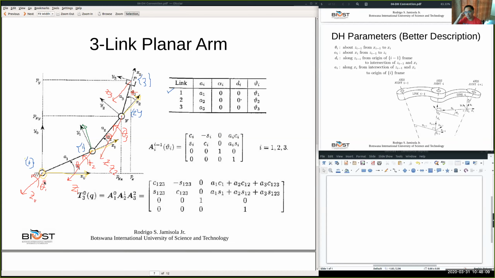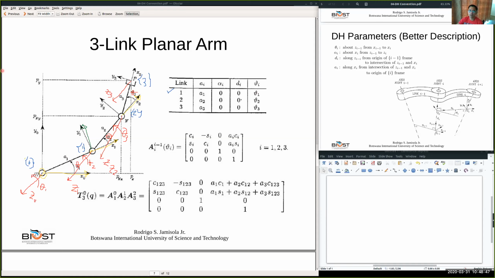So what is theta 1? Theta 1 is about z(i-1), that means z0, from x0 to x1. So x0 is this one and this is your x1. So x0 to x1 about z0. By the right-hand rule, you go from x0 to x1 like that. Going from here to there, from x0 to x1, that is positive theta 1. So we have theta 1 here.